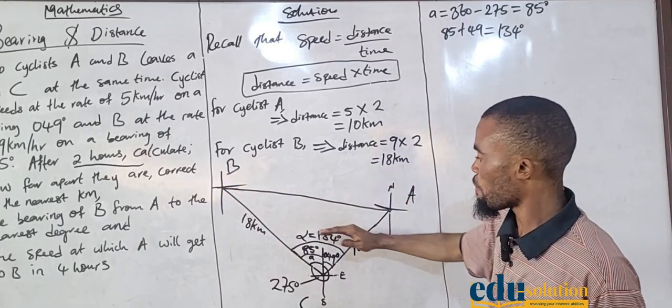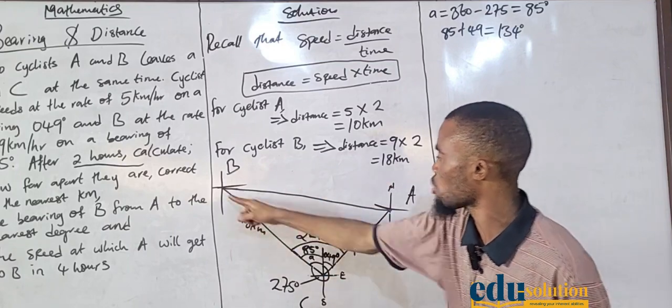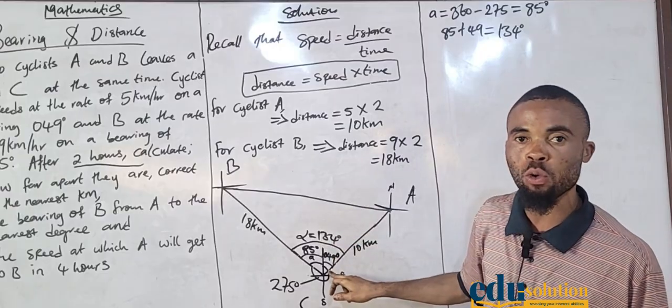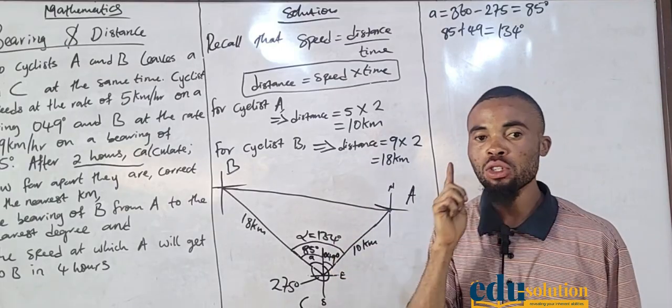So we have gotten that B and A is one side of the triangle. Here to here is 10, here to here is 18. The last side is the distance between B and A, which is opposite to the interior angle we got here, which is 134 degrees. So we are using the cosine rule.